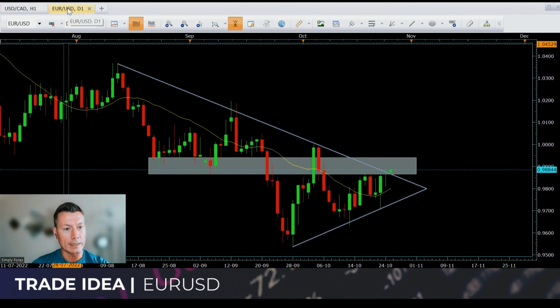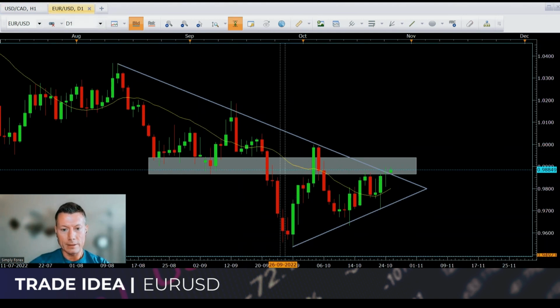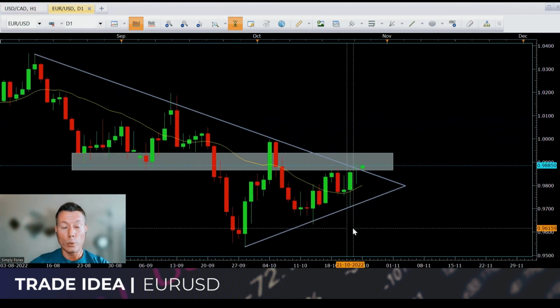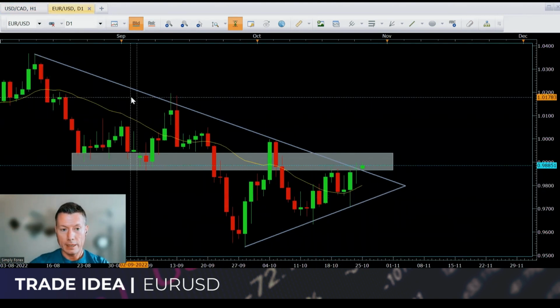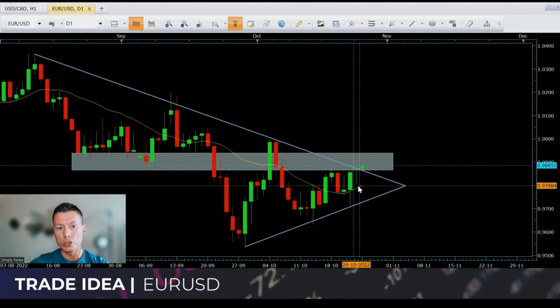So US dollar Canadian dollar suggests shorts, suggests that the Canadian dollar is getting stronger and the dollar is getting weaker. Whereas this trade idea is the opposite. This would be US dollar weakness, strength, sorry. Yeah, guys, you know this chart now.